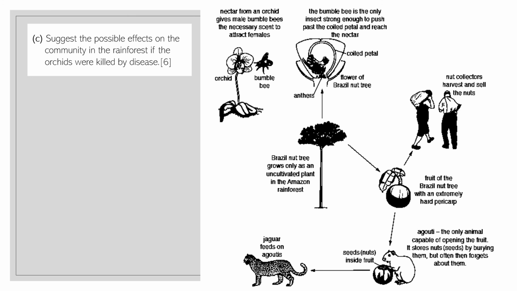Once the population of bumblebee decreases, there will be fewer organisms to pollinate the Brazil nut tree in order to form a fruit. Once this occurs, the number of nuts will decrease, leading to a decrease in the collection of nuts for humans and for eating also. And then the agouti will be affected as well because this is their source of food. And then the jaguar will also be affected because agouti will be fewer in number. Then it will find another place where it can find a source of food. These are the possible effects on the community in the rainforest if the orchid were killed by disease.